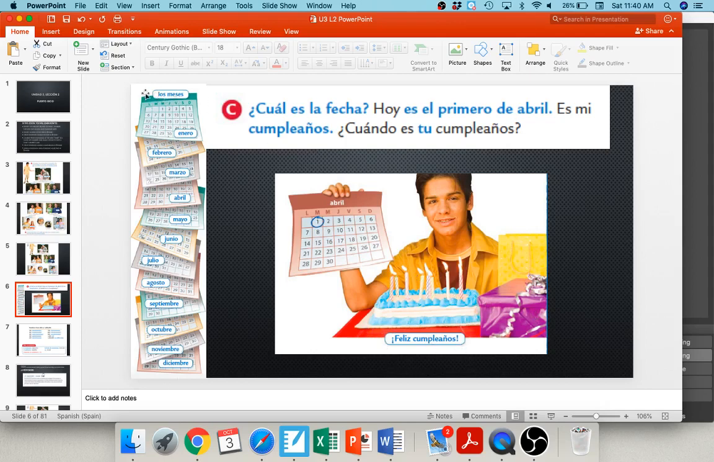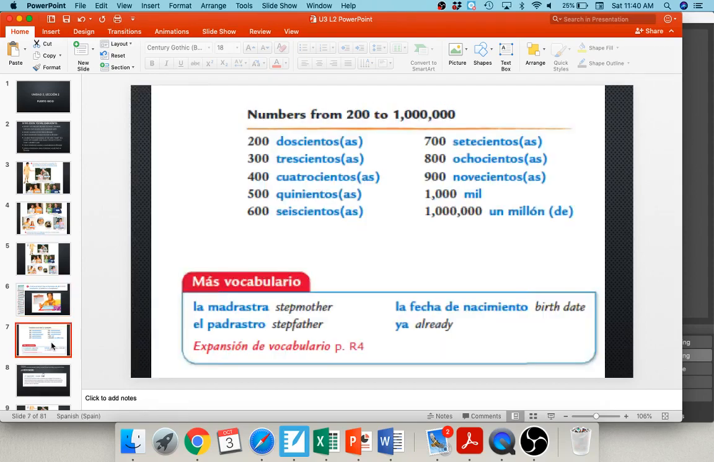Los meses are the months. And within all of these, you see enero, febrero, marzo, abril, mayo, junio, julio, agosto, septiembre, octubre, noviembre, and diciembre. And you've, of course, been studying all of these on your Quizlets. So you know these, you feel good about these, but you can see all these here, los meses, the months.